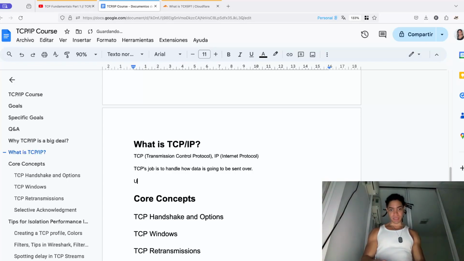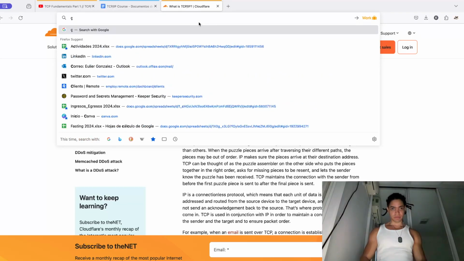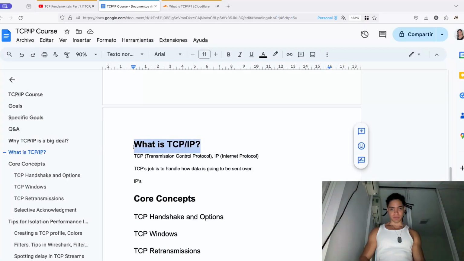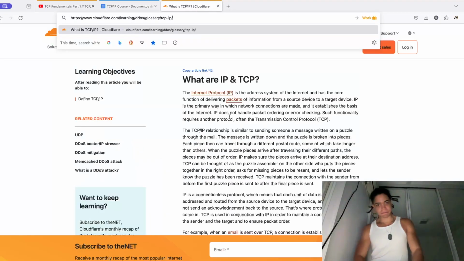In the IP's job, let me in fact quote this, because I think this is very important as a way to understand this.